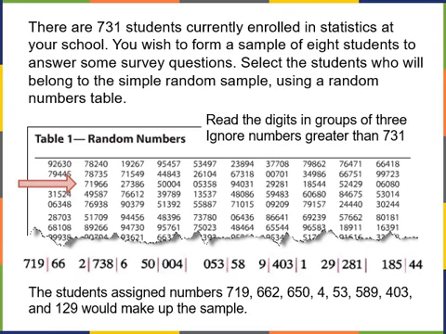Now let's say there are 731 students currently enrolled in statistics at your school, and you wish to take a sample of 8 students to answer some survey questions. Here, you would select the students who will belong to the simple random sample using a random numbers table. And again, you can do this with software. I know you can do random numbers with Excel. There are also simple random number generators on the internet that you could go to and plug in your range of numbers, and it'll print out a list of random numbers, and then you would use those to select your sample, for example.